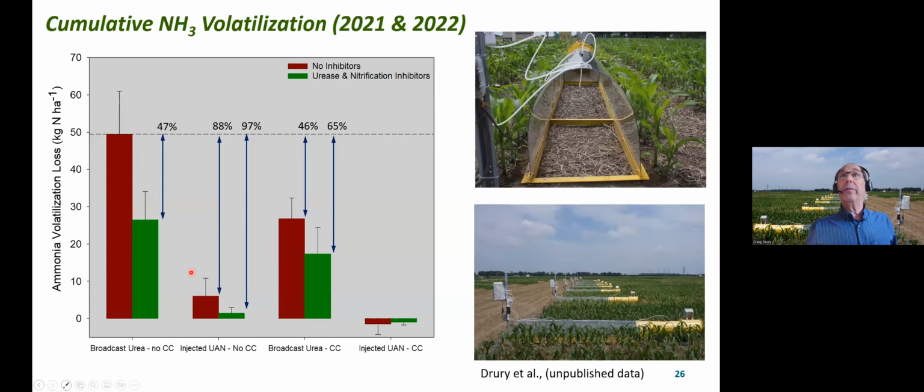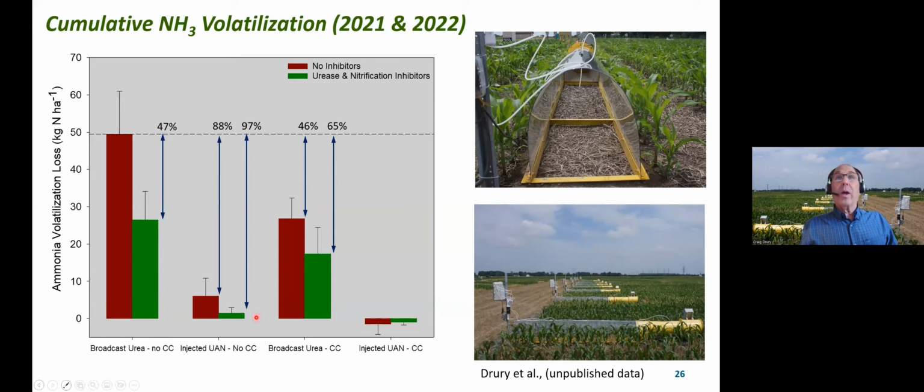And here, if we look at cumulative volatilization, last year in particular, we had a drought period after application. I remember even seeing in the field 10 days after application, we had some urea prills on the broadcast treatment that hadn't dissolved, which is quite amazing. So we had very, very high losses. We were adding 160 kilograms, and about a third of it was lost to the air. We were able to reduce that about 47%, almost half, going from the broadcast with Super U, the dual inhibitors.